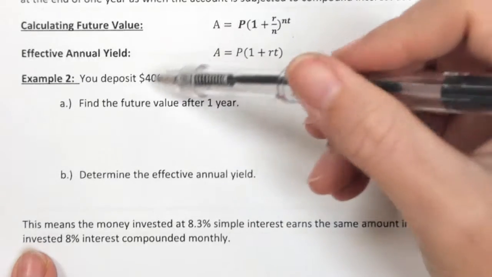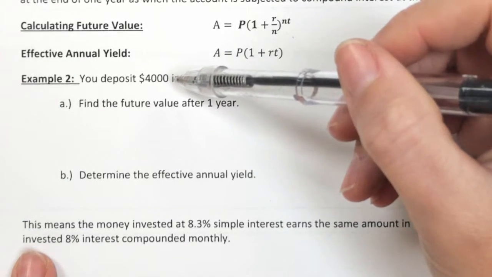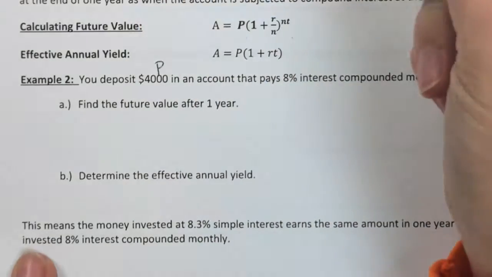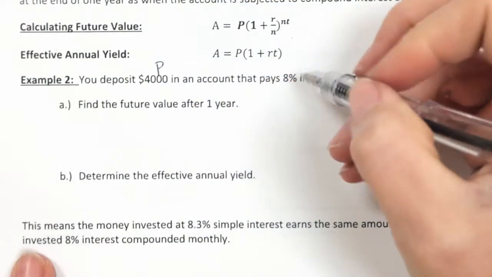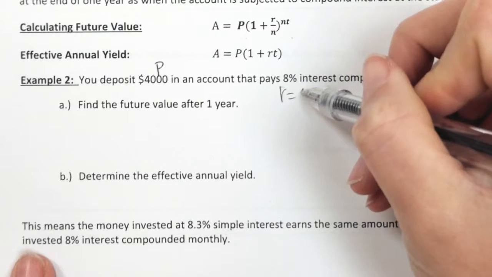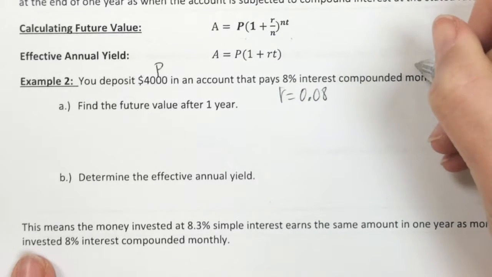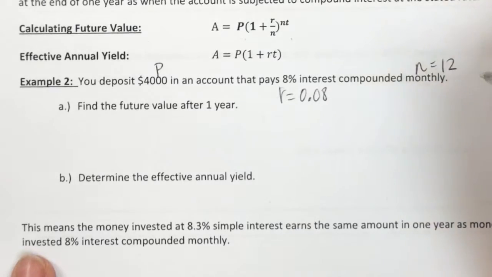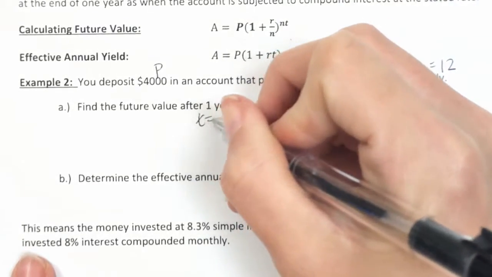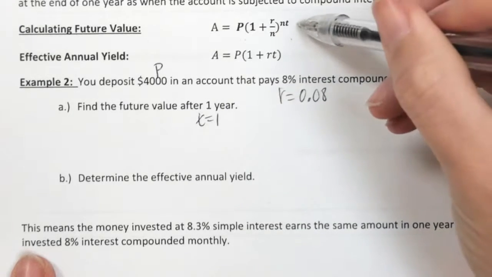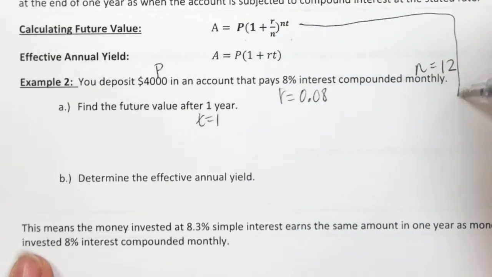So if we deposit this much, this means that this is our present value. So this is P. An account that pays 8%, that's going to be our rate, and I'm going to go ahead and turn that into a decimal. Compounded monthly, so we know our N is going to be 12. And the T in this case is 1 because there's 1 year.